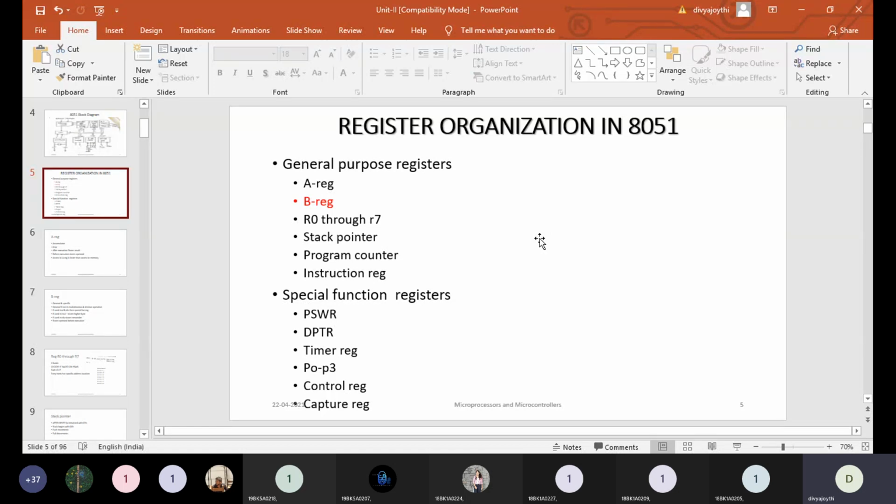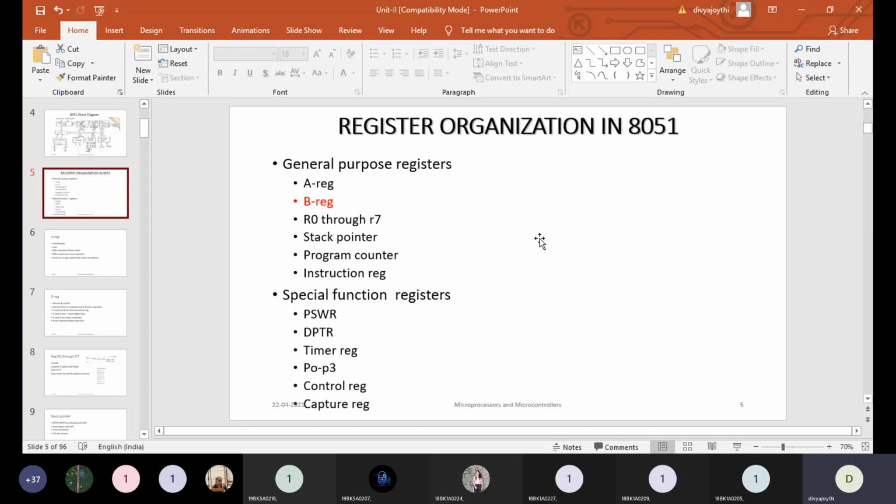I'll be repeating it once again. 8051 registers have been grouped into two types. One is general purpose registers, and the next is special function registers. And if you look into the general purpose registers, there are six general purpose registers.